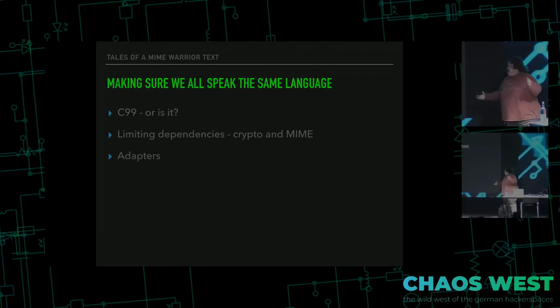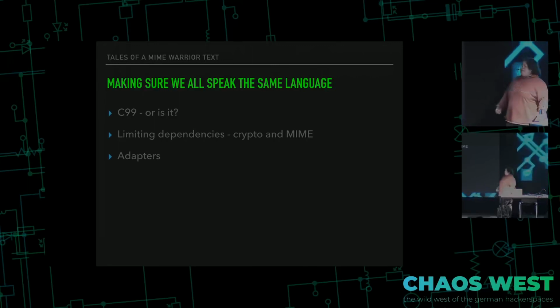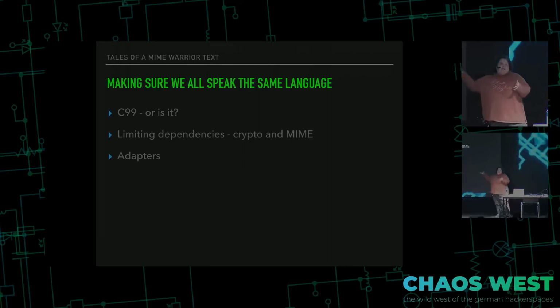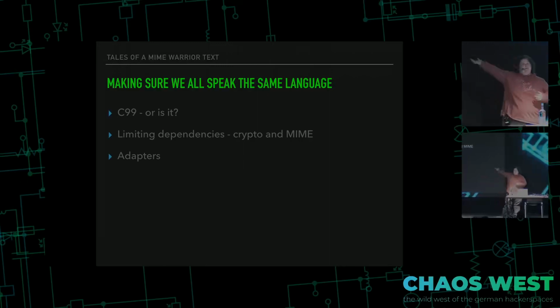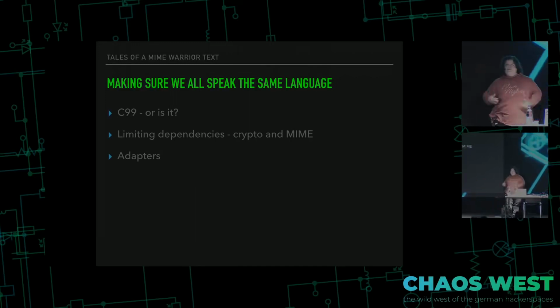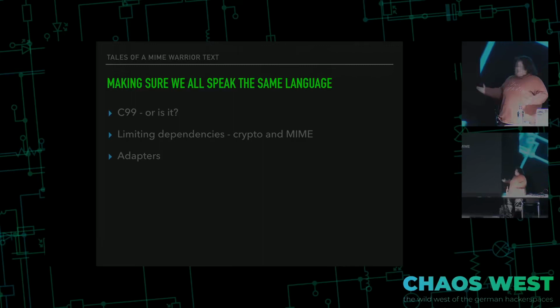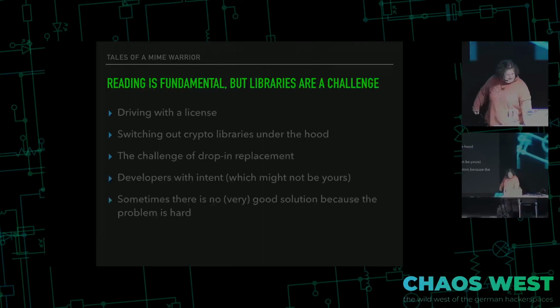These adapters are really nice for making sure we speak the same language. Basically, it's translation from iOS's version of a message object into what ours looks like, and that goes from Objective-C to C, or for Android, it's JNI, Java to C. So that's how we sort of deal with it, but it's a challenge. Not quite as challenging, though, as the libraries themselves.